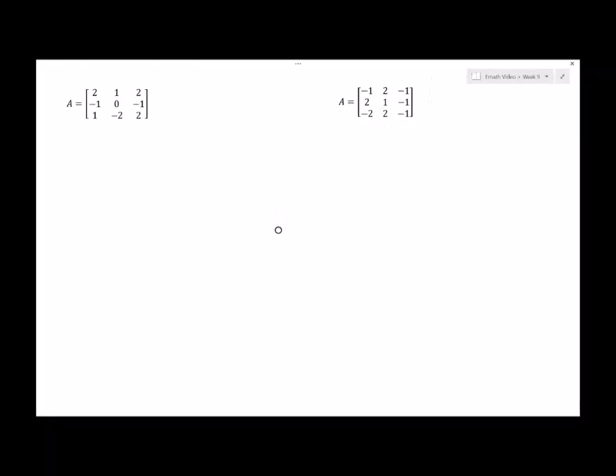Lastly, for this video, we're going to go over inverse matrices and determinants. Now, given this 3x3 matrix, finding the determinant. I don't know if you remember in calculus we did the cross product of things.